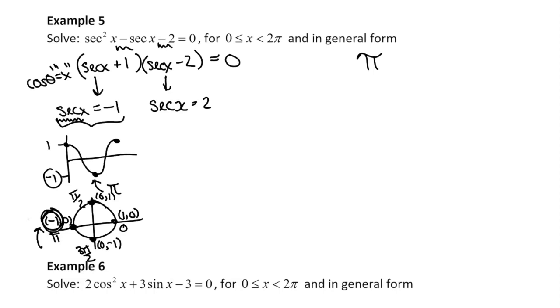For secant x equaling 2, we can think of this in two ways. Well, let's keep it as secant x, and let's write it as 2 over 1, and let's draw our CAST.